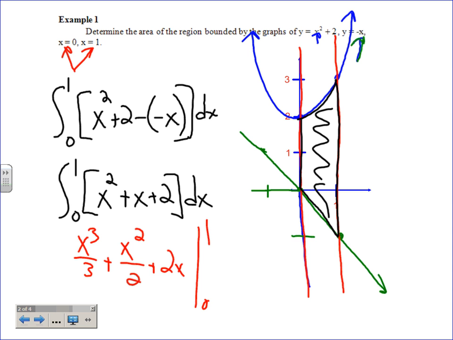So it'd be 1/3 plus 1/2 plus 2 minus 0. And you get what? So 2 and 5/6. Or what, 17/6?